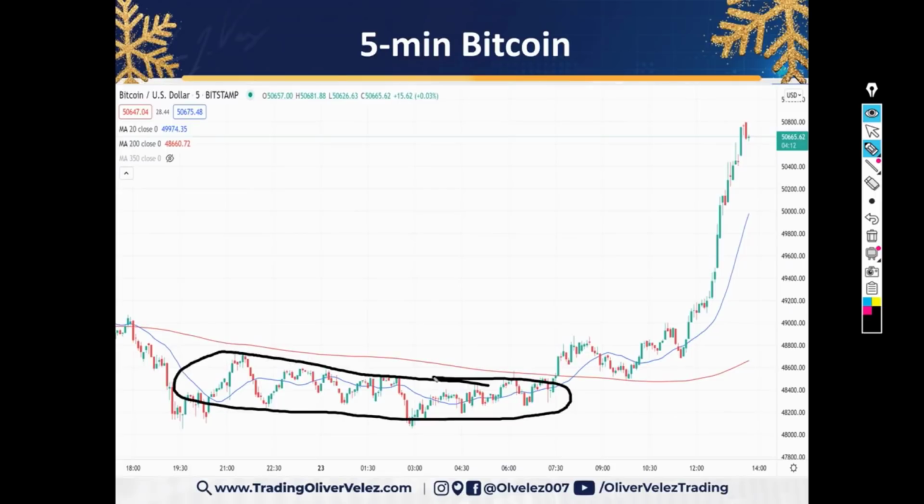Now, the longer it remains under, this is a 5-minute chart of Bitcoin, guys. The previous chart was a 15-minute chart. I think we're looking at a 5-minute chart now. So look, the previous chart was a daily and the one before that was a 15. This is a 5-minute. Every bar is 5 minutes of trading.